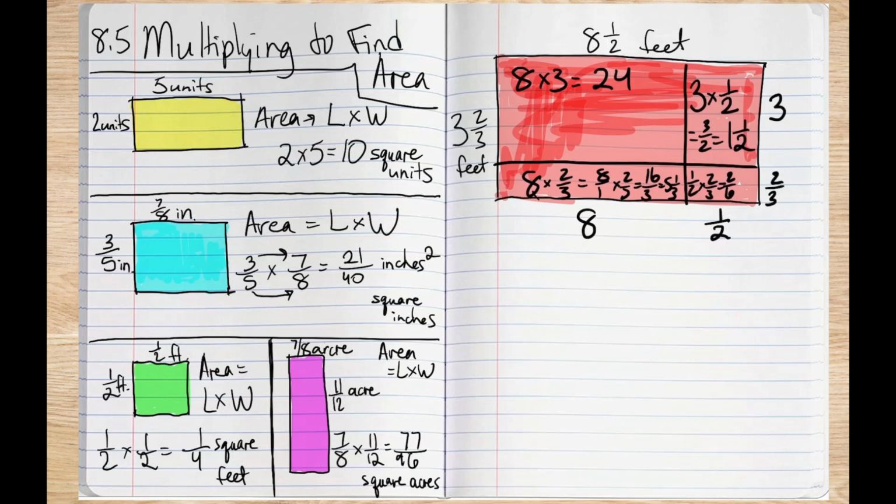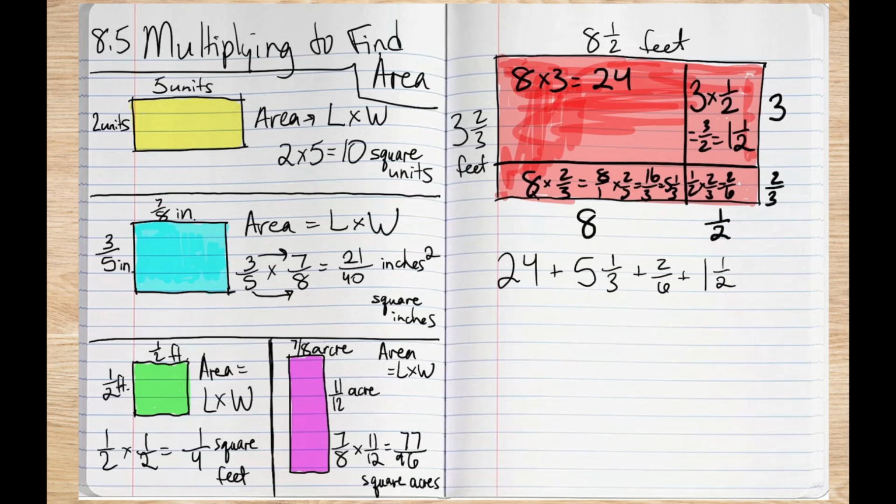So what I've done here is I used the area model, but with fractions, to try to consider all these different pieces that I'm working with. And now I want to put them together. I have 24 plus 5 1/3 plus 2/6 plus 1 1/2.